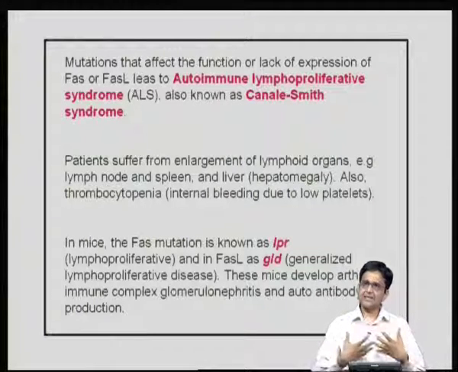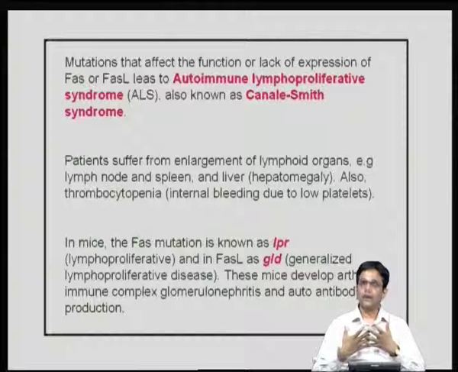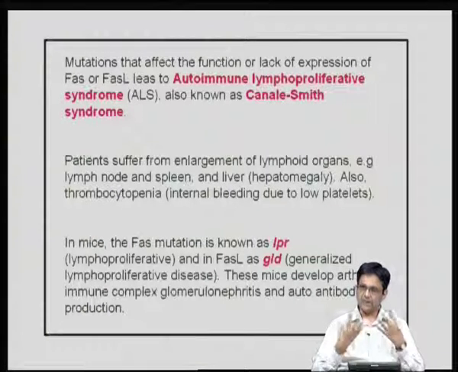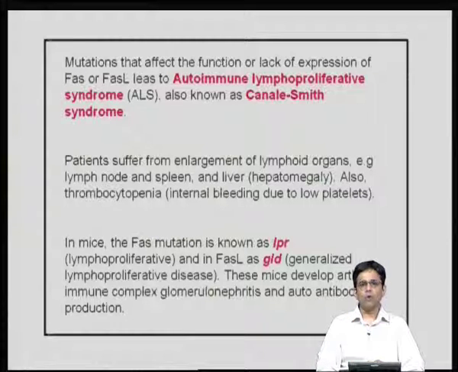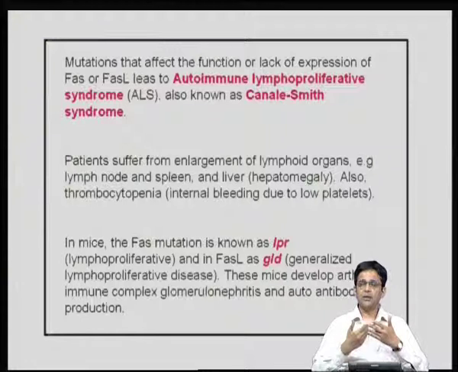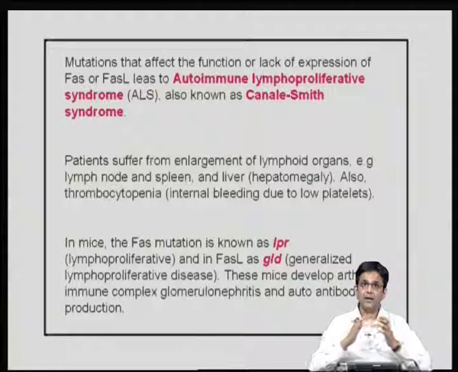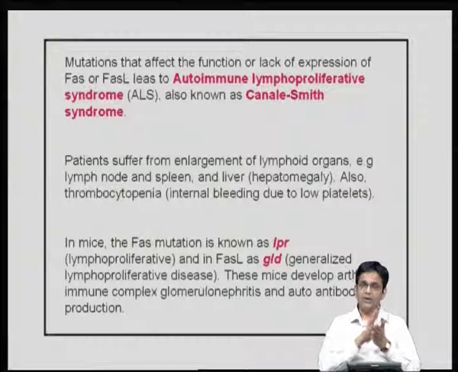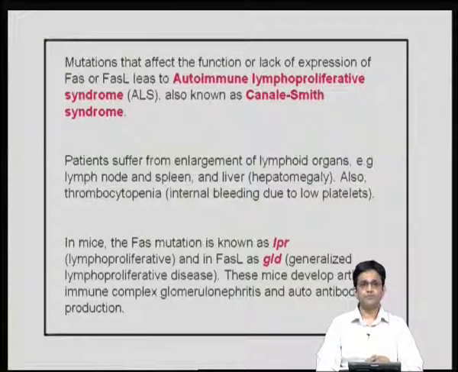The cells that usually die are not dying through this pathway, as a result of which they are accumulating. Because they are accumulating, the sizes of these lymphoid organs and other organs increase, and they cause what is known as an autoimmune-like syndrome. In patients it also causes thrombocytopenia, which means there is internal bleeding due to a low number of platelets. Usually the platelets are able to take care of internal bleeding, but if there is excessive bleeding, the circulation has very low numbers of platelets, which can be life threatening.